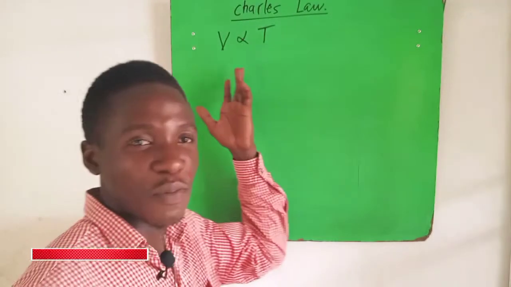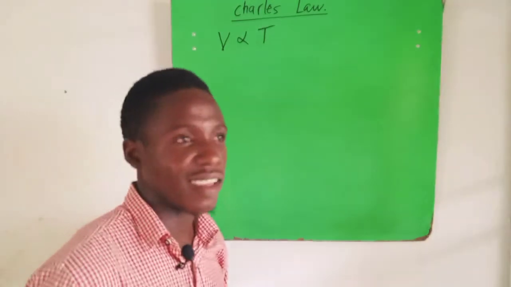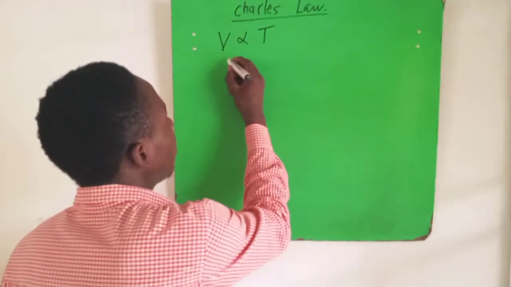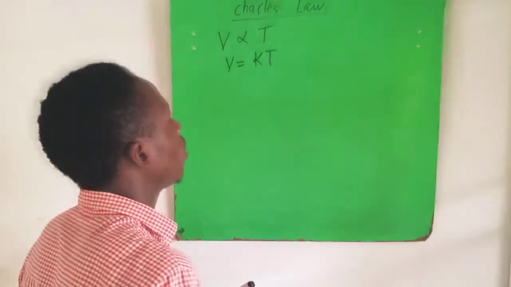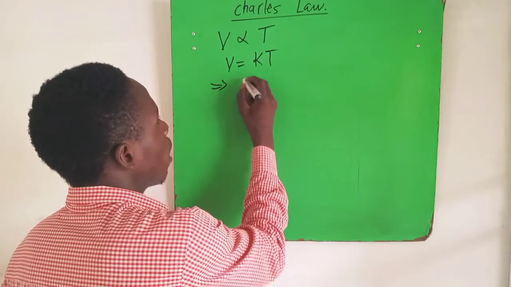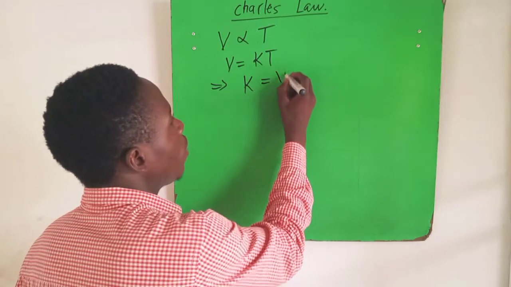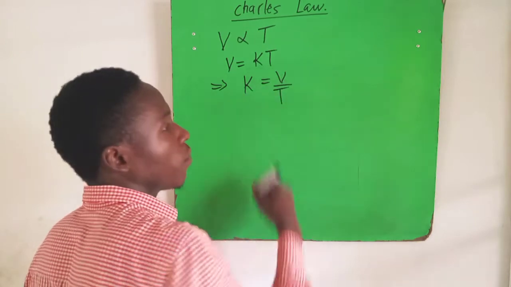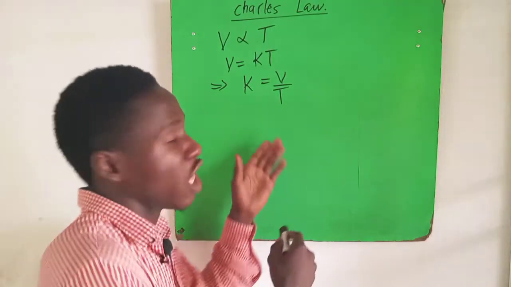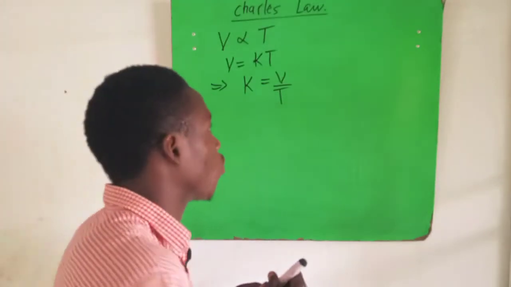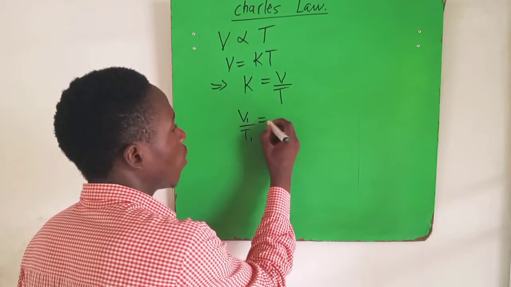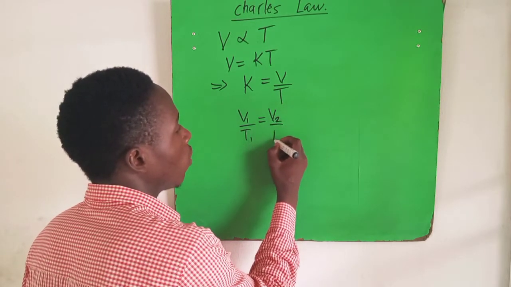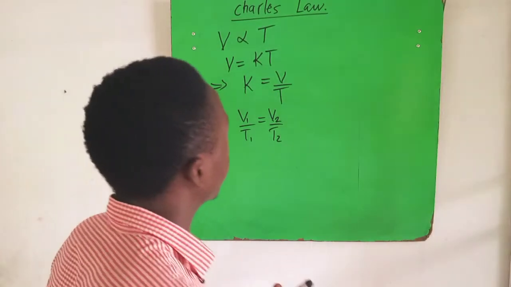Now, to remove the proportionality sign, we introduce a constant, right? So V is equal to a constant K multiplied by temperature. Consequently, K can be said to be equal to V over T. So this is an expression of Charles' law. For more than one state of this gas, we can say that V1 over T1 is equal to V2 over T2, and it continues.